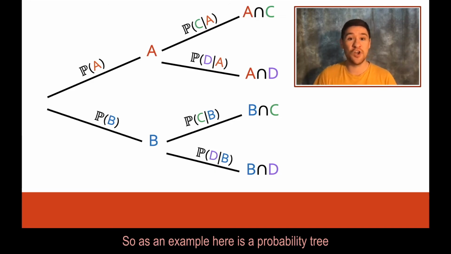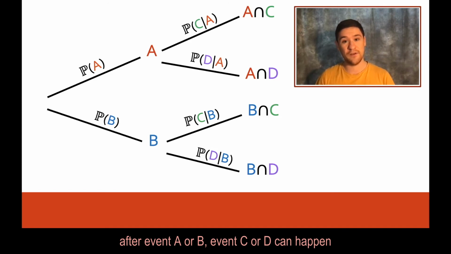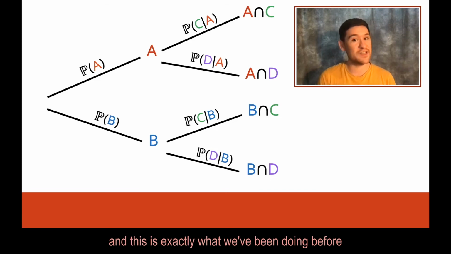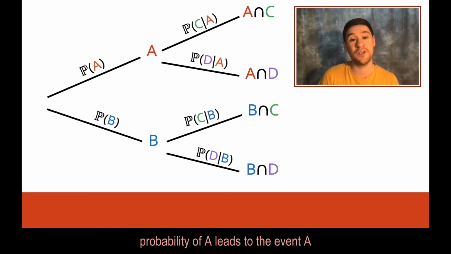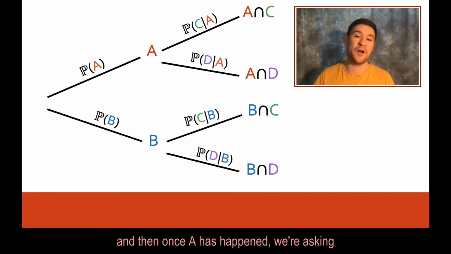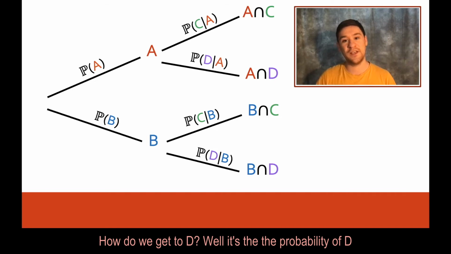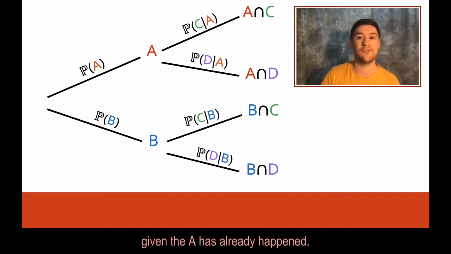So as an example, here is a probability tree. Event A can happen or event B can happen first. And then after event A or B, event C or D can happen. And this is exactly what we've been doing before. So we start off along the branches. The probability of A leads to the event A. Probability of B leads to the event B. And then once A has happened, we're asking, how do we get to C? Well, it's the probability of C given that A has already happened. How do we get to D? Well, it's the probability of D given that A has already happened.